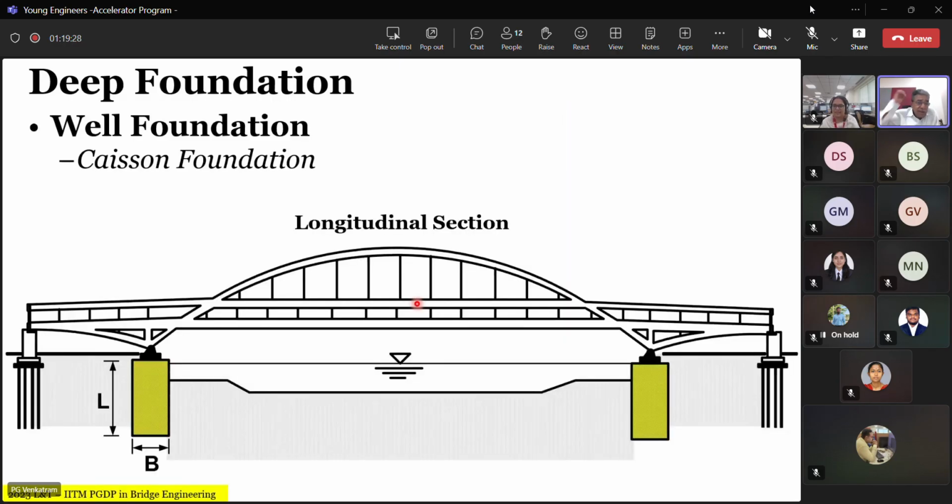Now, in a well foundation, you have, as you can see, the parameters L by B. Okay.